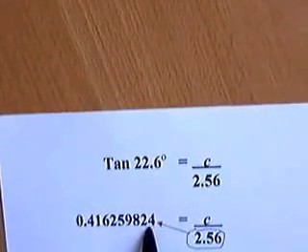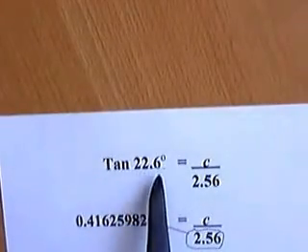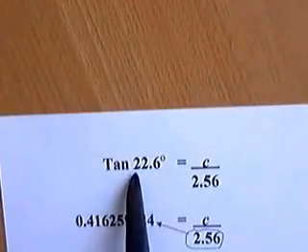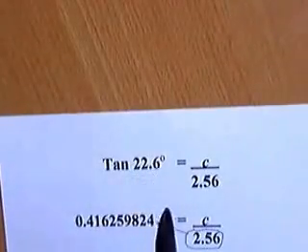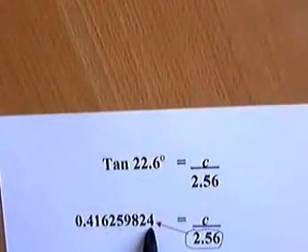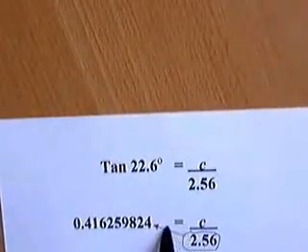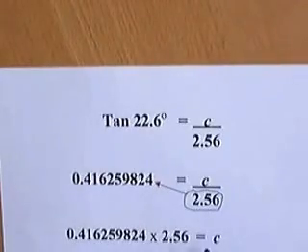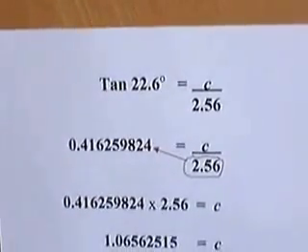This 2.56 I'm going to multiply up to the long decimal. This long decimal has come from using my calculator and finding the tan of 22.6 degrees. I then have to cross multiply this 2.56 up like that, giving me this equation to work out. It's 2.56 times all of that long decimal equals C.